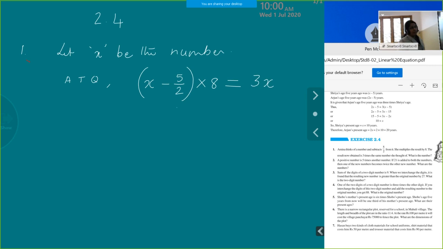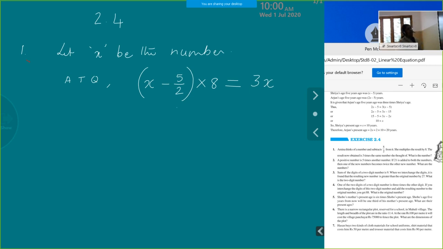I hope you remember when I started this word problem part, I explained in the class that twice means we have to multiply by 2, 3 times means multiply by 3. So here the number she assumed, we took it as x. So 3 times of x. So according to question, we get x minus 5 by 2 into 8 is equal to 3x.